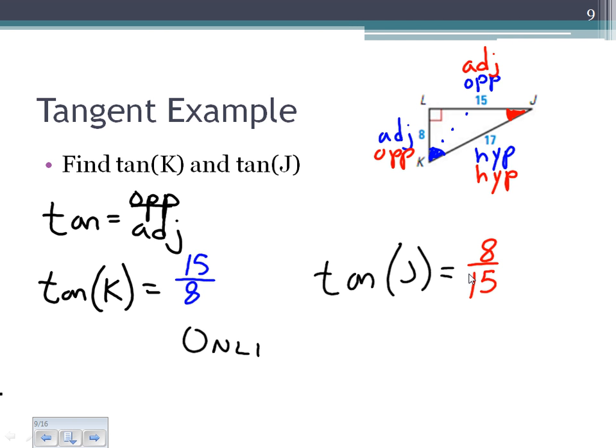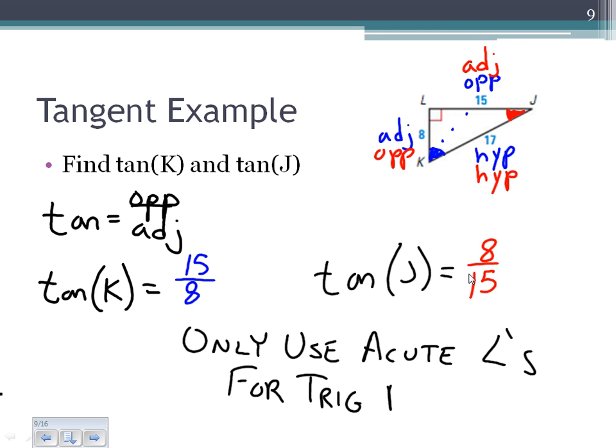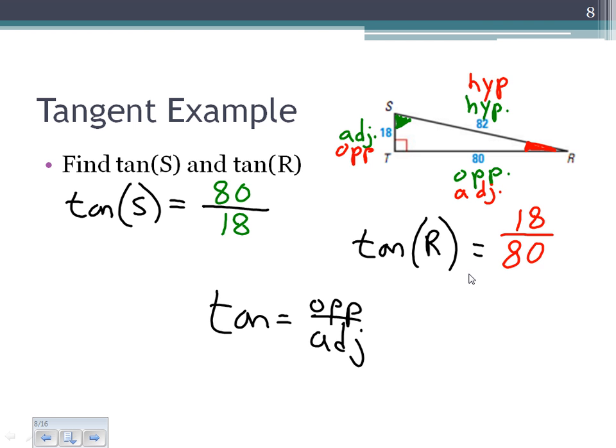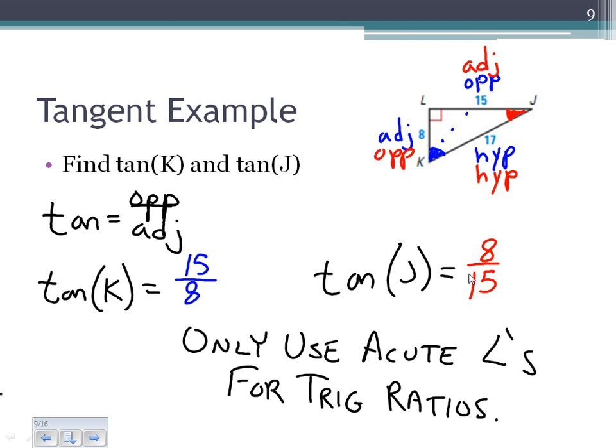Only use acute angles for trig ratios. So if you notice from my picture, we only did the trig ratio, the tangent of K and the tangent of J. We completely ignored L. You see how we ignored L? And on the last problem, we completely ignored angle T. So when you're doing these problems, you're only going to want to use the two acute angles.